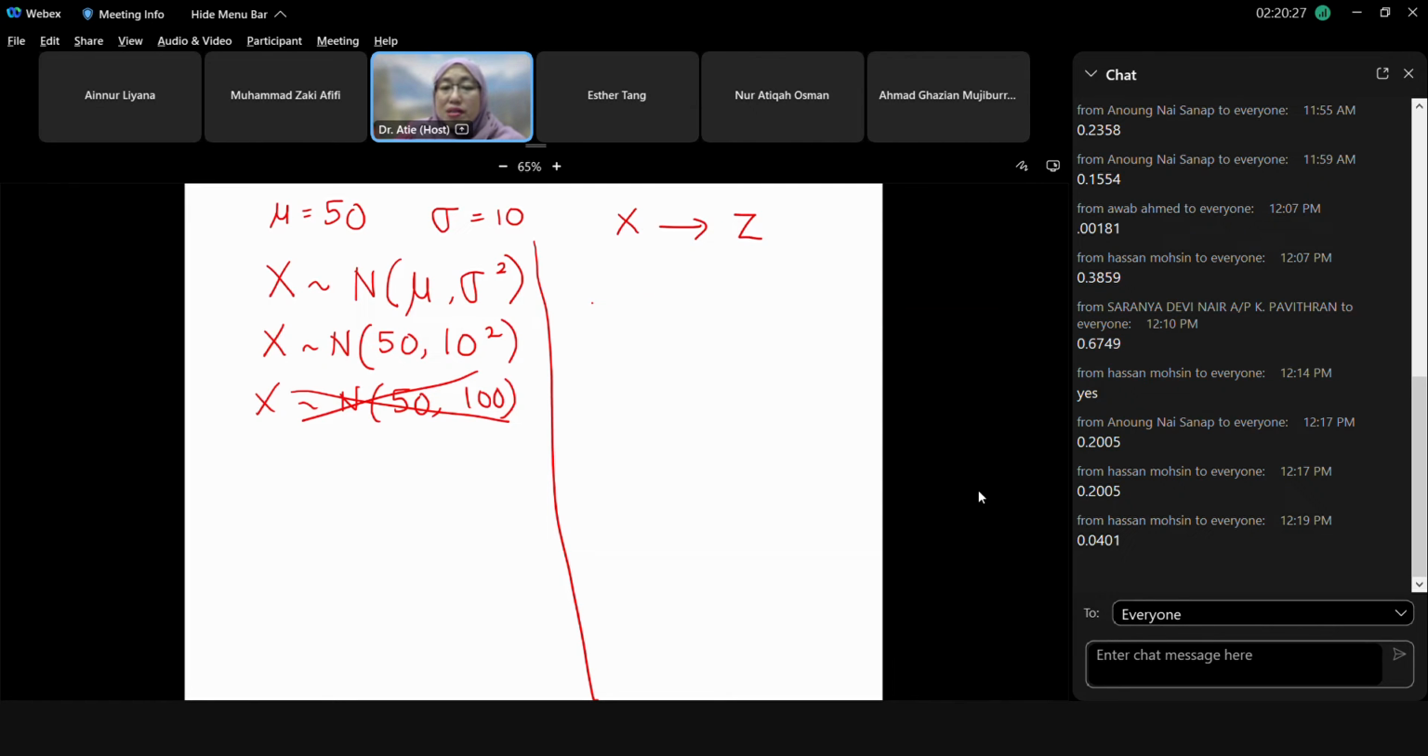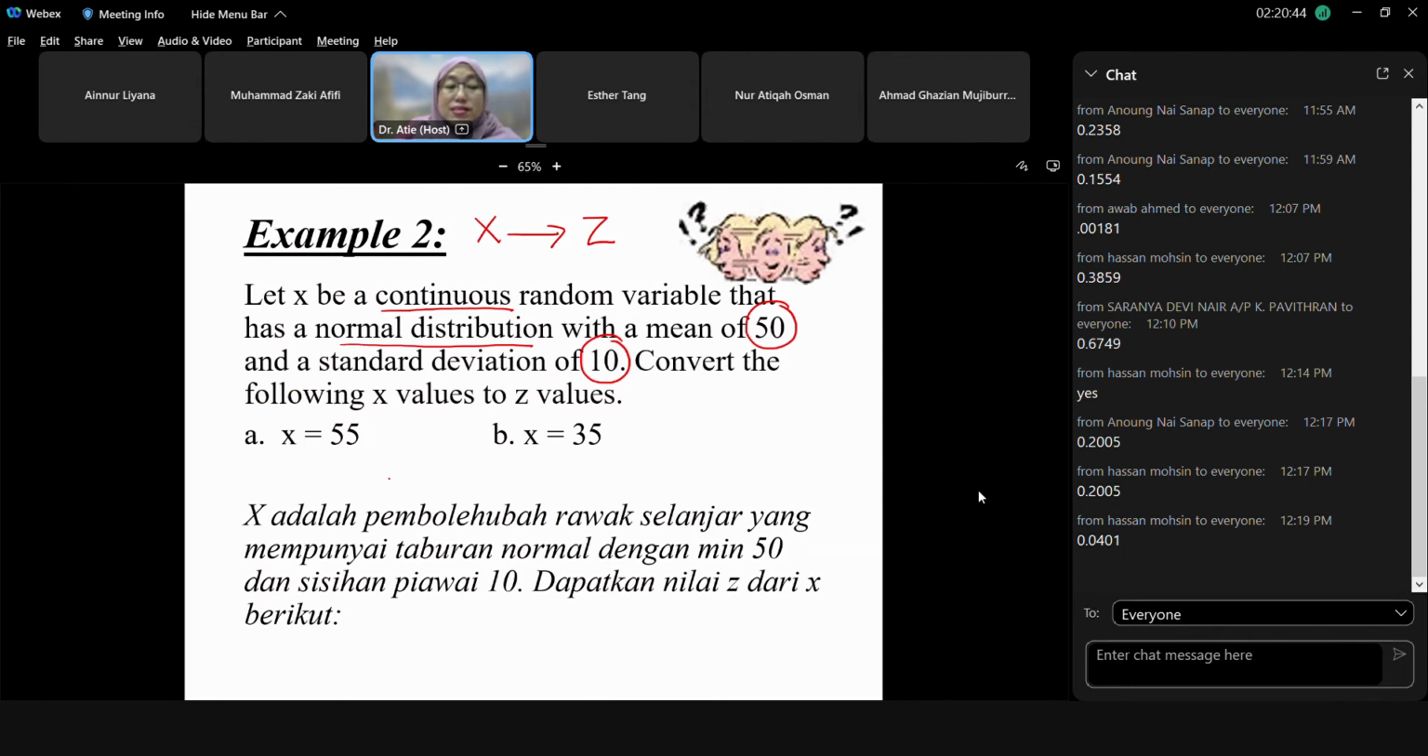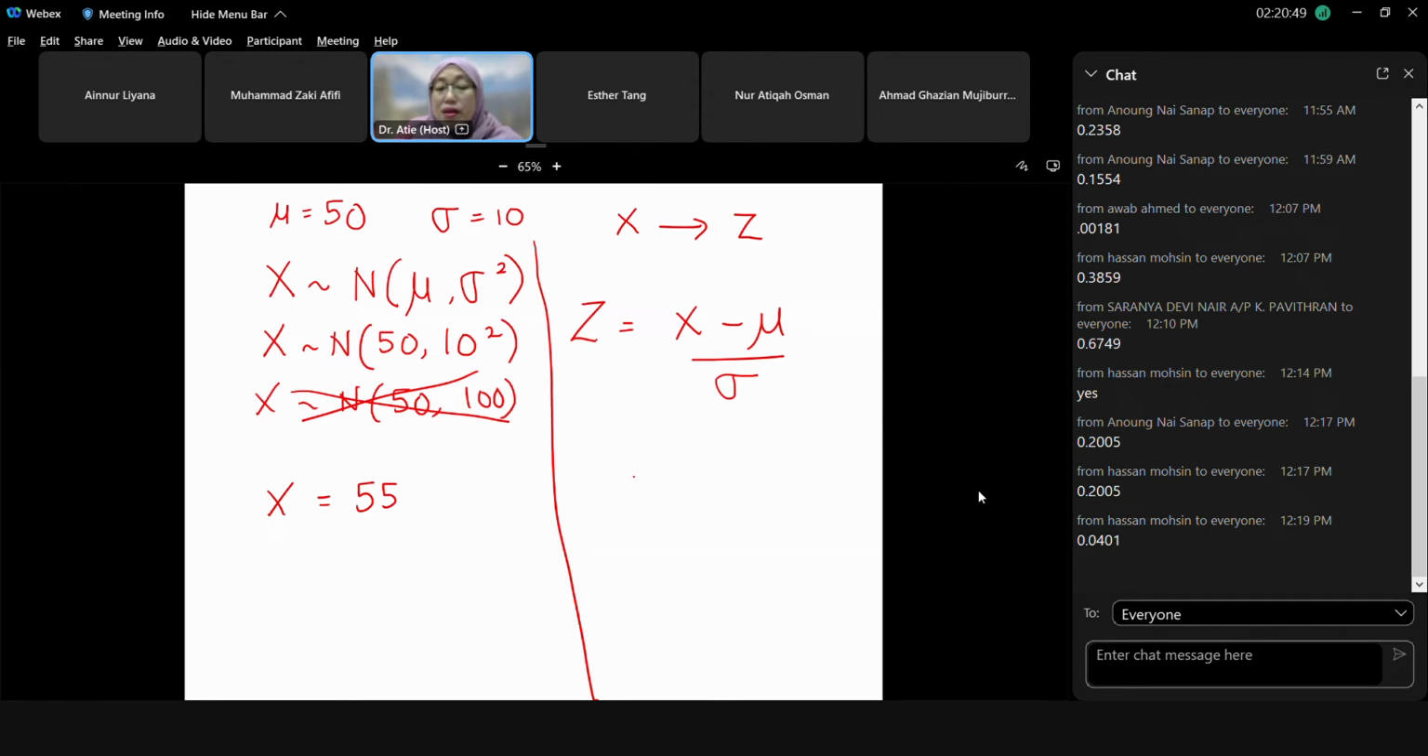The formula we need to use, you can get from the normal table: z equals x minus mu divided by sigma. X is given in your question. It says to find z for x equal to 55. So your z will be 55 minus the mean, 50, divided by the sigma, 10. So you will have 5 over 10, so your z will be 0.5. That's the answer. Understand?